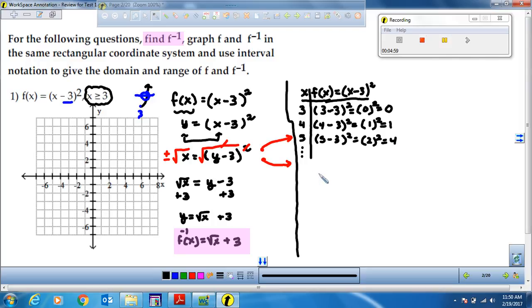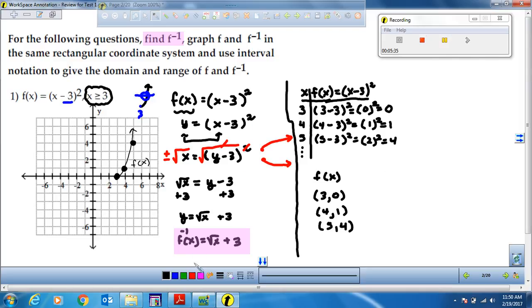So I'm just going to write down here for the function f of x, we got the following points: (3, 0), (4, 1), and (5, 4). So (3, 0) is located here, (4, 1), and (5, 4), which is up here. So this graph represents the right side of the parabola, like I stated before. So it is a quadratic function, it is a parabola, but just the right side. So that's the function f of x.